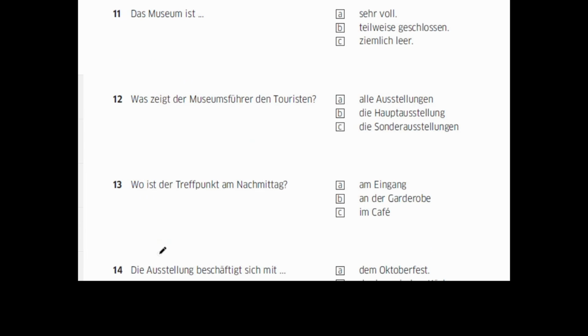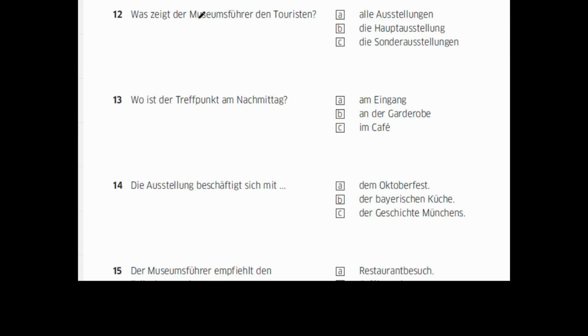So for example, if you look at question number 11, they say the museum is completely full, partly closed, or it's quite empty. So it can be one of these three things and you cannot honestly guess. So we are going to leave it to that. But in question number 12, it says that the guide is going to show the tourists the entire exhibition, the main part of it, or the special part of it. Now think about it. If you want to show the entire thing, would you want to highlight that? Not really. You are highlighting it because you're going to either show just the main part or just the special part. So I feel the answer might be one of those.